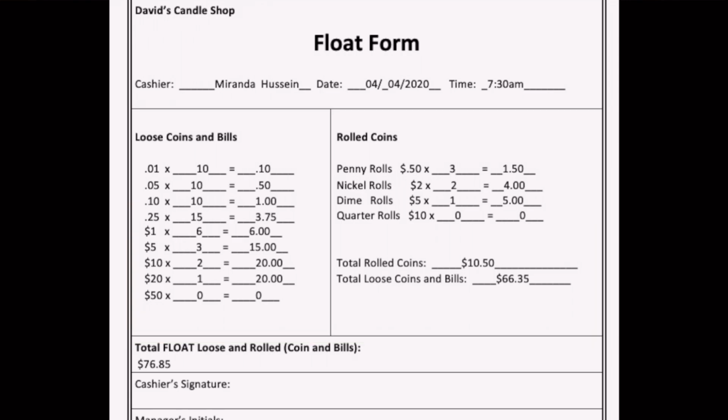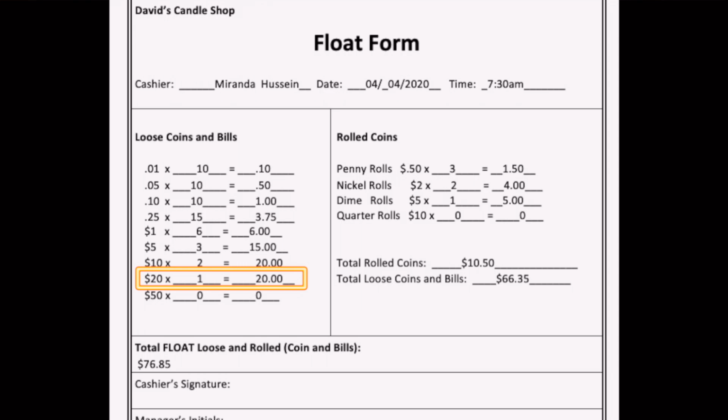10 pennies equals 10 cents. 10 nickels equals 50 cents. 10 dimes equals $1. 15 quarters equals $3.75. 6 $1 bills equals $6. 3 $5 bills equals $15. 2 $10 bills equals $20, and 1 $20 bill equals $20.